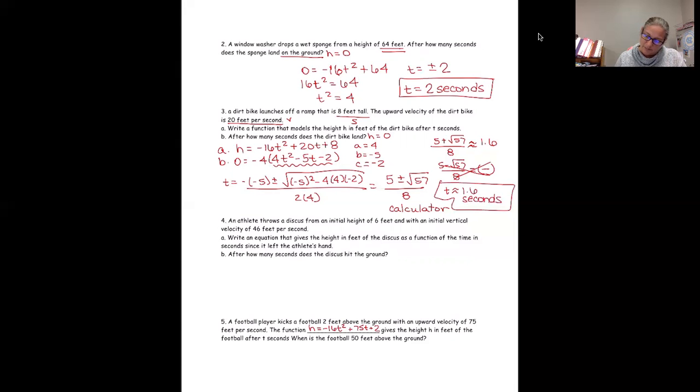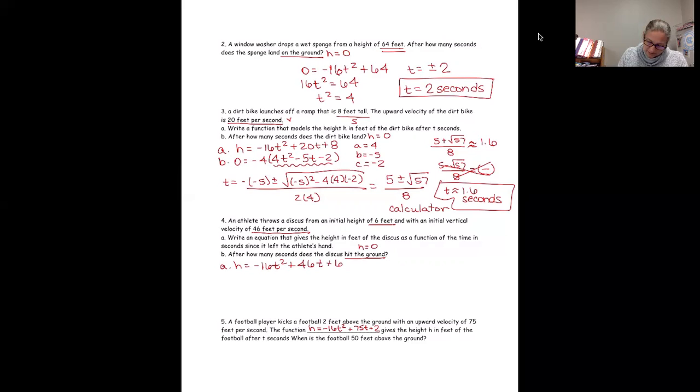Remember, when you are talking about a real world application, most of those will not use negative numbers. Number 4, same kind of question. An athlete throws a discus from an initial height of 6 feet with an initial vertical velocity of 46 feet per second. Write the equation for A, and after how many seconds does it hit the ground? That means height is 0 for part B. So A, h equals negative 16t squared plus 46t plus 6.